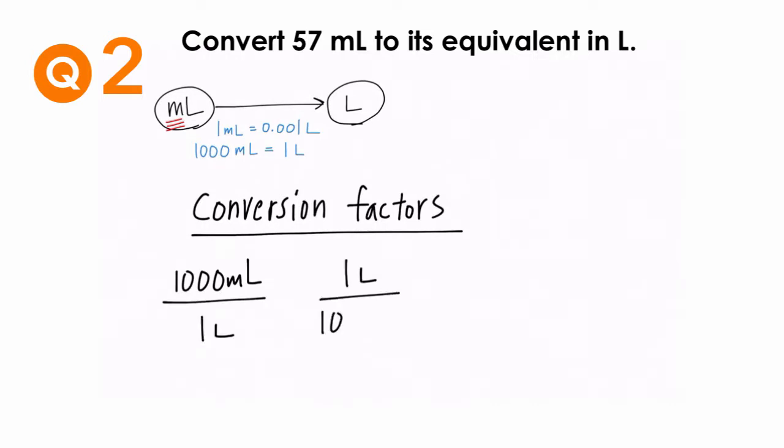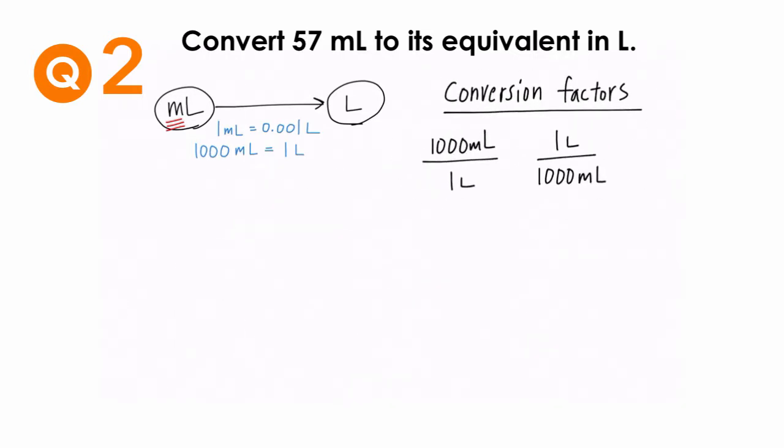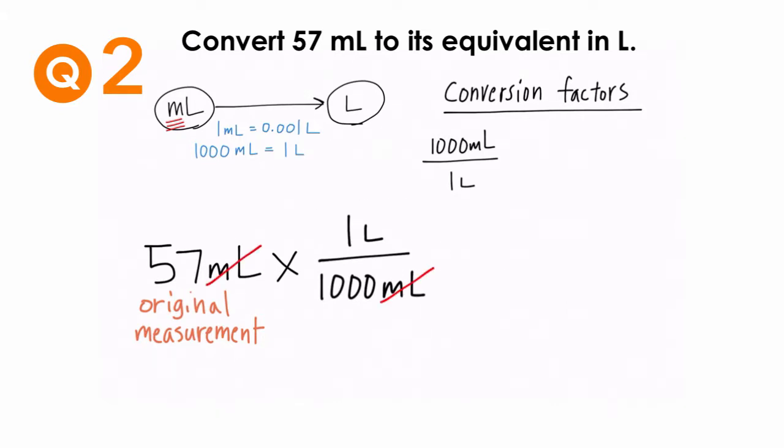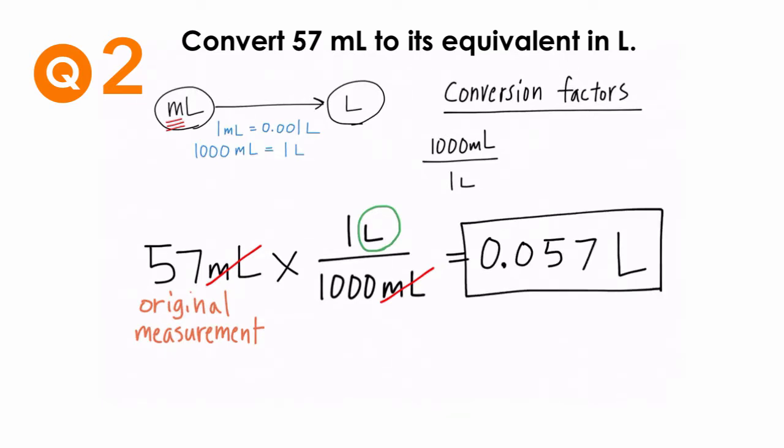We're converting 57 milliliters, so we will start the calculation with that number. To get rid of milliliters, we will choose this conversion factor. Milliliters will be cancelled out, and we will have liters left. The rest is punching in the numbers in your calculator. 57 divided by 1,000. The final answer is 0.057 liters.